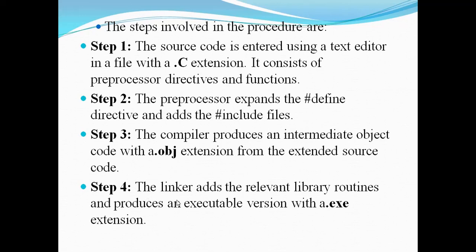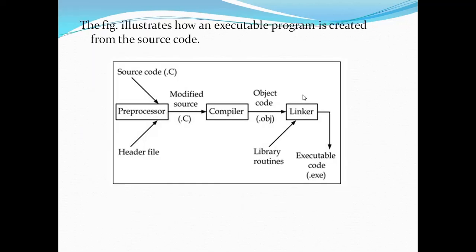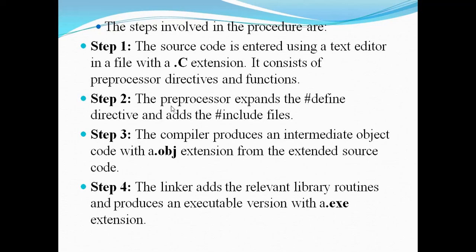In step 4, the linker adds the relevant library routines and produces an executable version with the .exe extension. It uses the object code, includes the library routines, and generates the executable code. These are the steps which execute a simple C program. In total, the process is done in 4 steps.